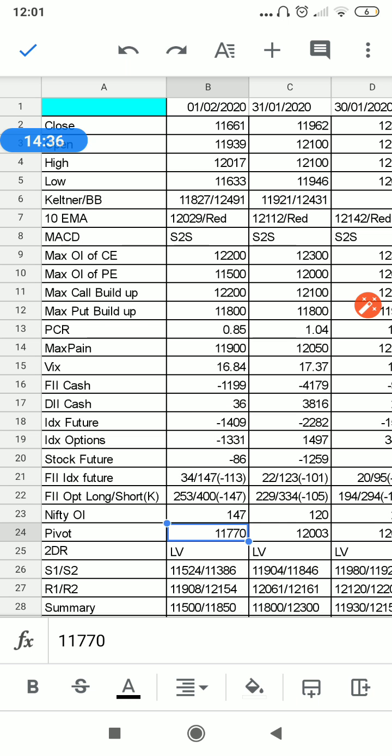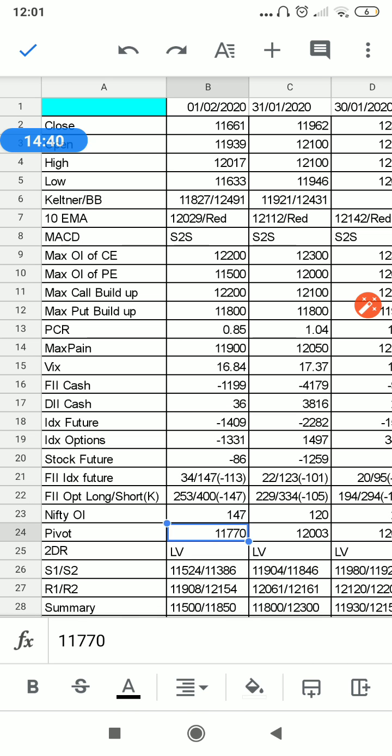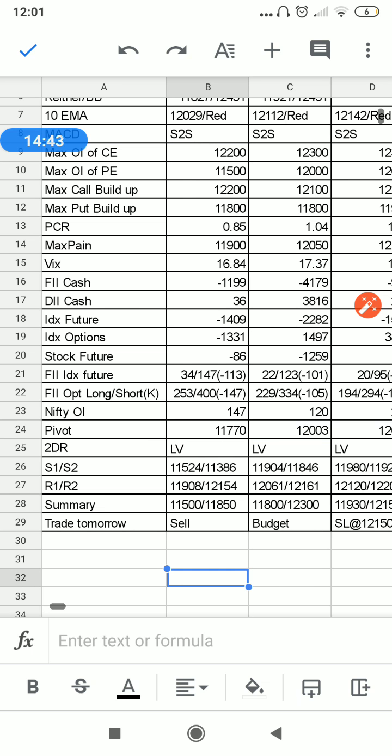Again, the pivot point has obviously come down. So for Monday, what is the plan? I am already short. My stop loss is at 11,850. If you are not short and have no position, you should look to sell on any kind of rally to 11,850 or some intraday rally, and then if the market faces resistance there, you should go short.